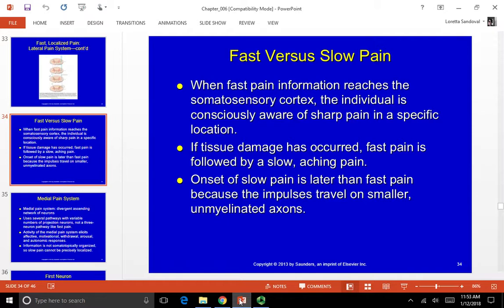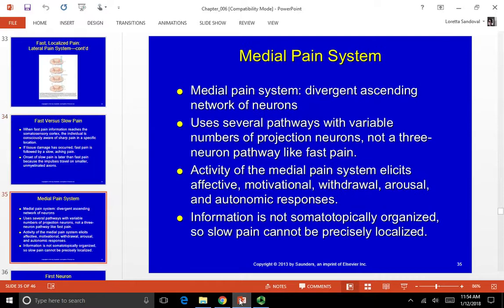There's not a lot of tissue damage with a paper cut, and so you often don't have that slow aching throbbing pain, because the slow aching throbbing pain comes from tissue damage. So the onset of slow pain is usually later than fast pain because the impulses travel on smaller, less myelinated or unmyelinated axons. Okay? So fast pain, A deltas in the spinothalamic system, well localized. Slow pain, C fibers, less myelinated, smaller, in the spinal limbic system, and it's that slow aching, less localized pain.